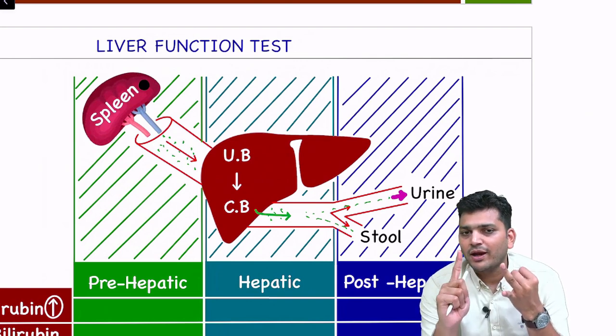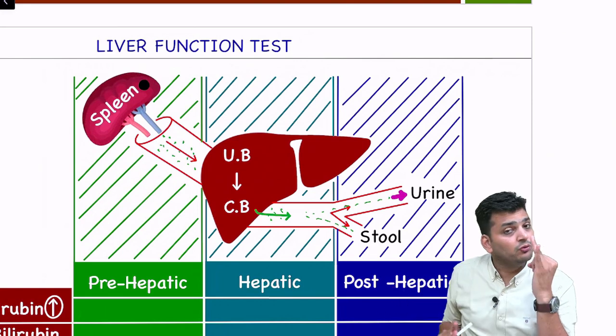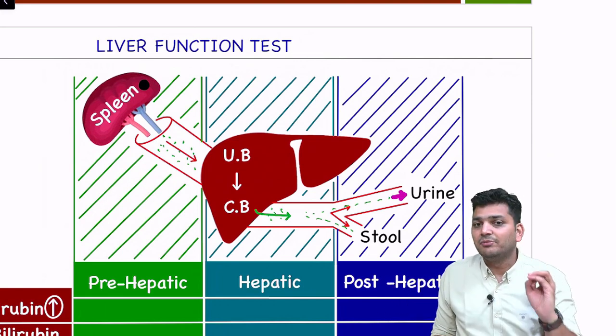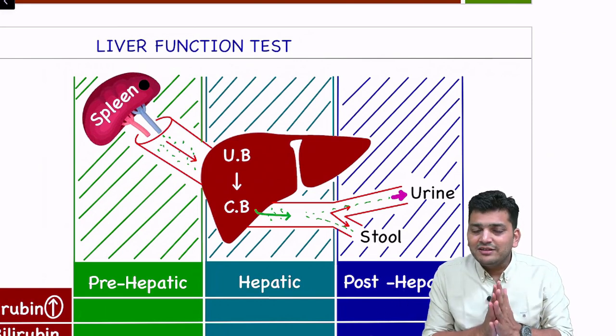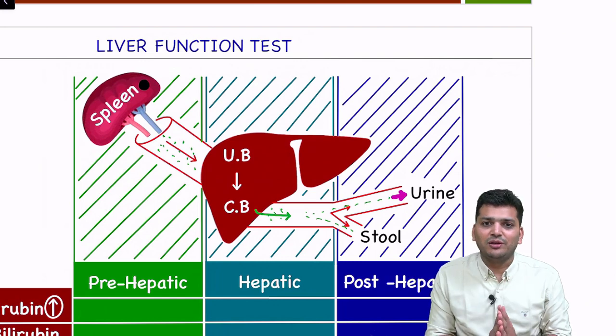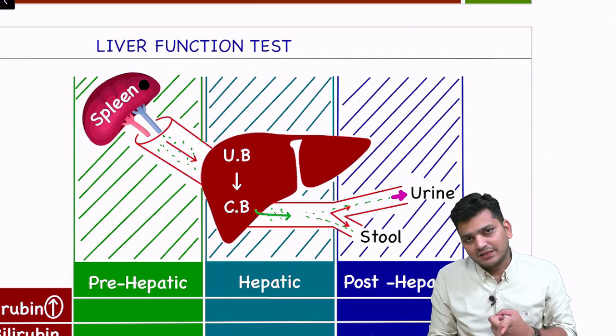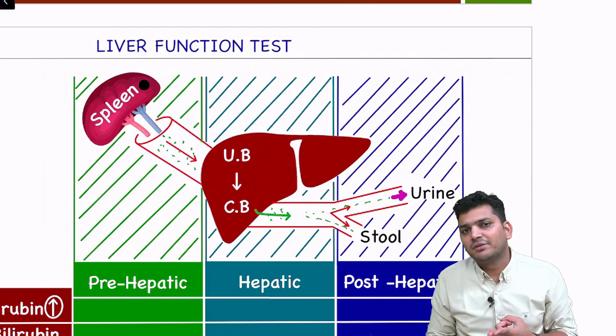Keep this in your mind, and this table will be very easy. If you don't keep this in mind, then it will be difficult, right? Why can these things come in the urine? Because they are water soluble. Conjugated bilirubin, yes. Urobilinogen, yes. They can come in the urine, right?